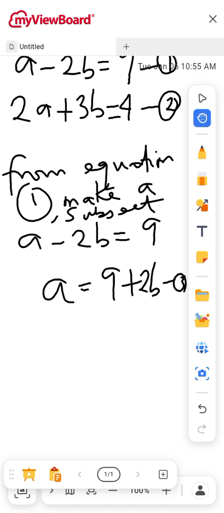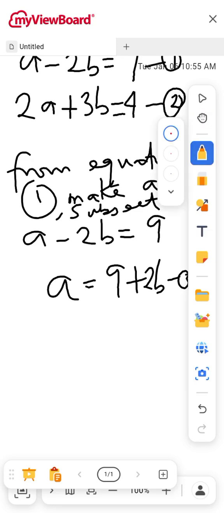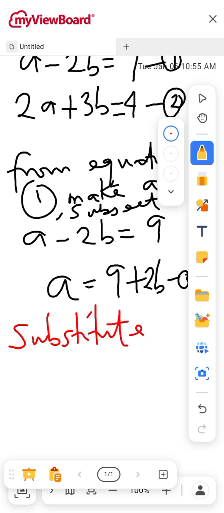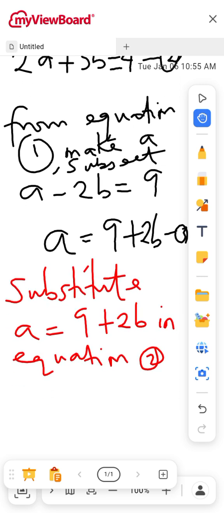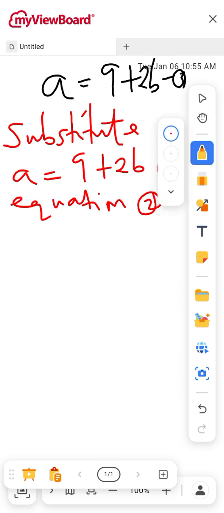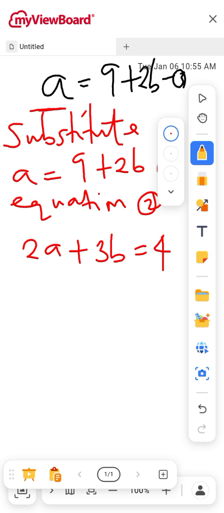Okay. Now, don't forget that I made use of equation 1. So I will substitute equation 3 in equation 2 that I have not used. Substitute a equals 9 plus 2b in equation 2 that I am yet to touch at all. And what does equation 2 say? 2a plus 3b equals 4. So anywhere I see A, I will put 9 plus 2b.